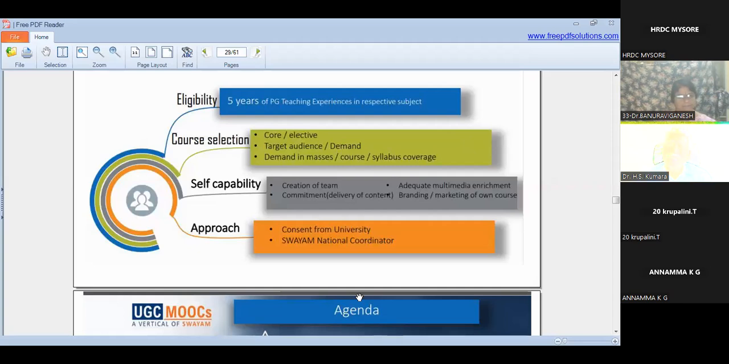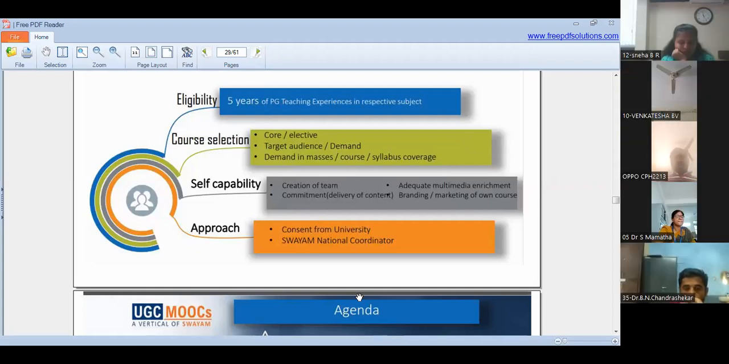Then again, developing MOOC courses has so many components. So each university has a university coordinator, and any teacher interested in developing MOOC courses can approach our university coordinator. They will help you with the consent letter from the university, because the consent letter has to be given by the university.